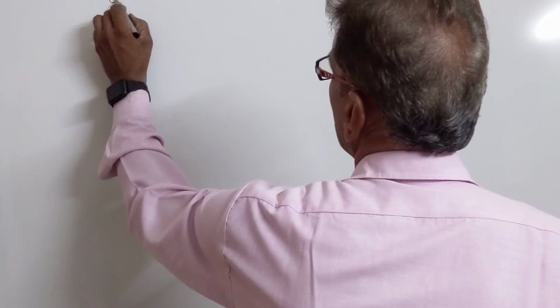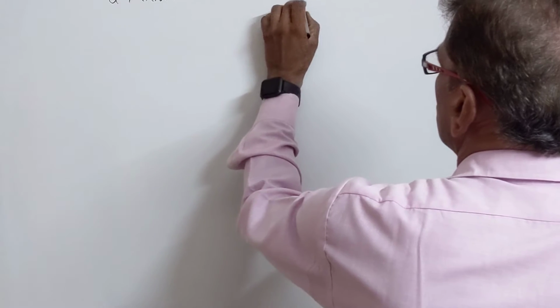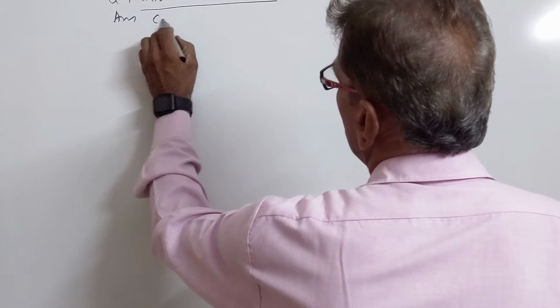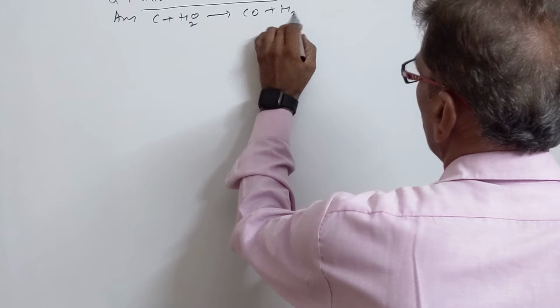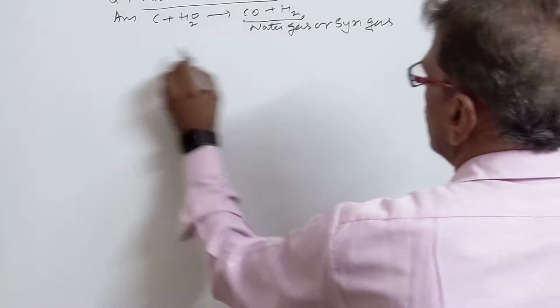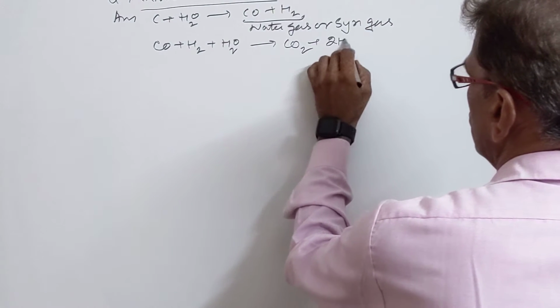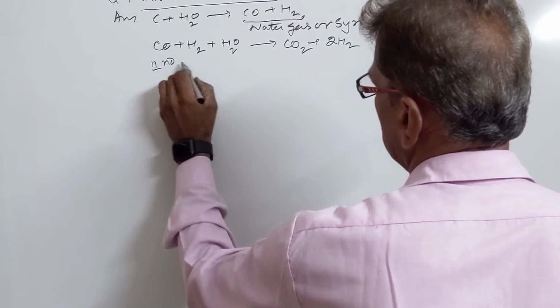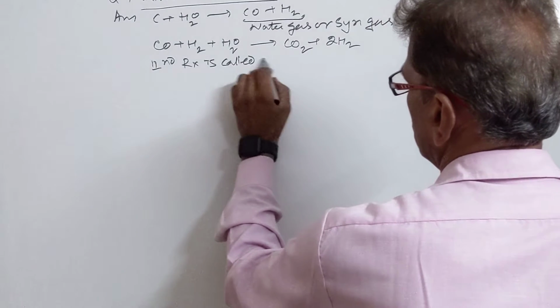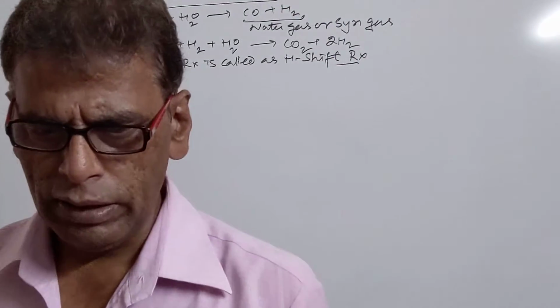So now question number 7, what is the Bosch process? It involves the action of steam on red hot coke to produce water gas. This is also called syngas. It is reacted with more water to give you CO2 plus 2H2. This second reaction is also called the hydrogen shift reaction.